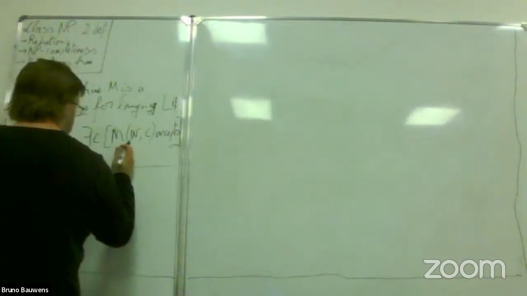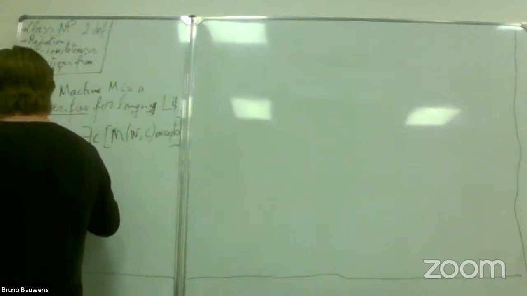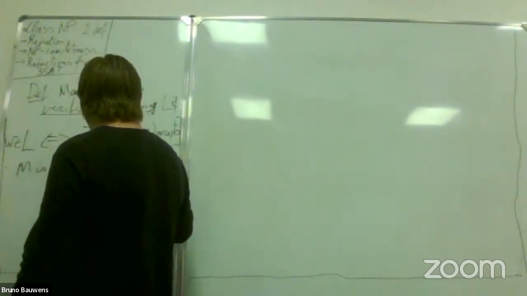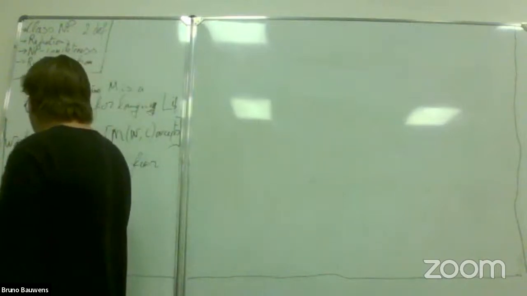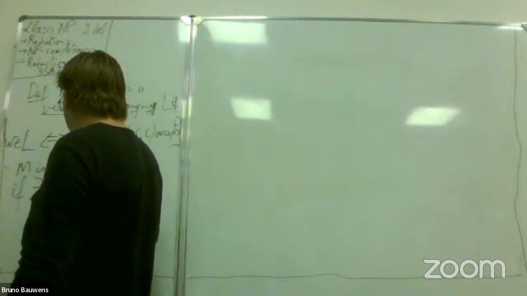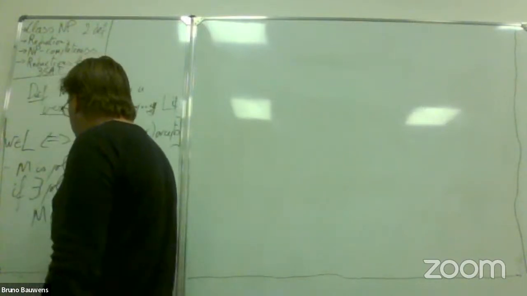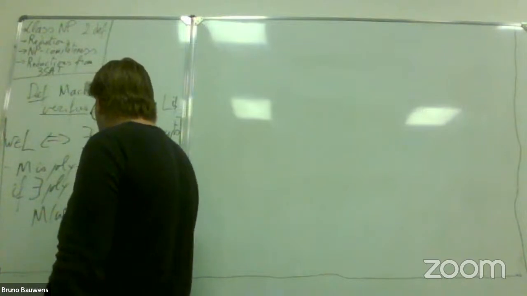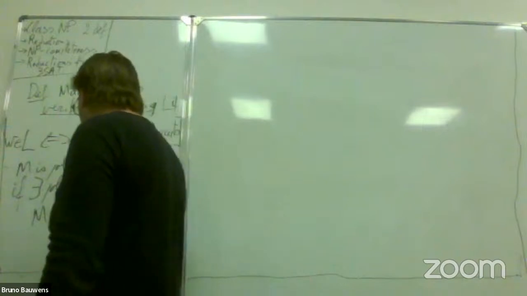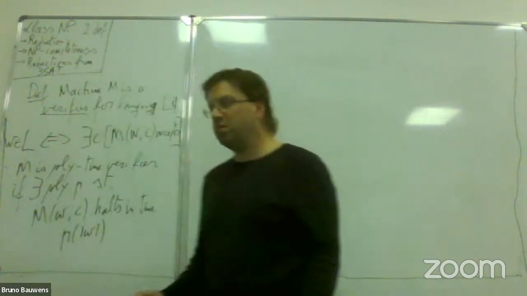So we say that M is a polytime verifier if there exists a polynomial P such that M(w, c) runs in time P of the length of w.